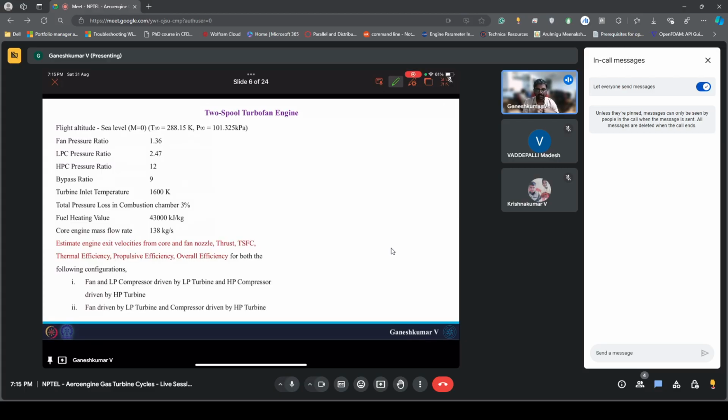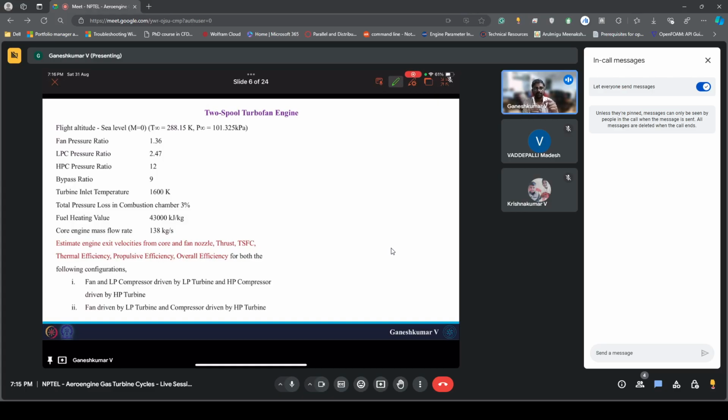Now in this class, we are going to try the same numbers. Let's say I design in such a way that the fan is driven by the LP turbine and the compressor is driven by the HP turbine. How are these important performance parameters going to change? For example, engine exit velocities, thrust, TSFC, area of the nozzle, and efficiencies. How are these going to change from one configuration to the other?